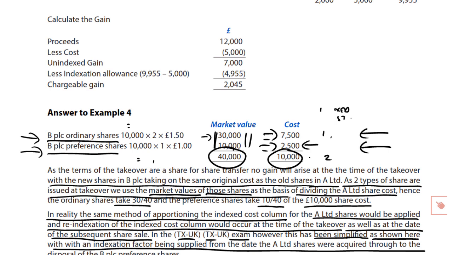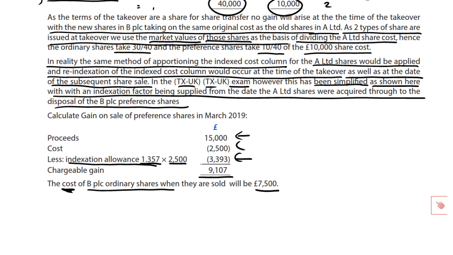If you know the cost, get your indexation factor. It will probably be up to December 2017, as the disposal of those shares is happening now, probably in 2019 there. And as soon as you've got your indexation factor, you can work your indexation allowance, and therefore you can work your chargeable gain, as we have done down here.